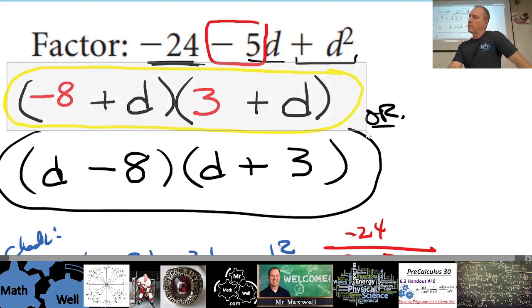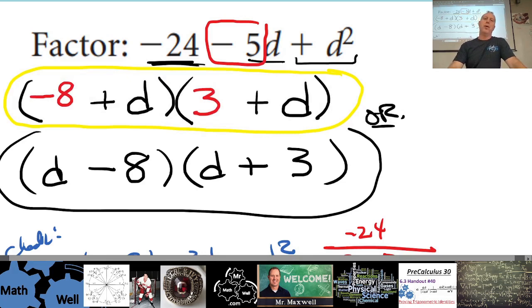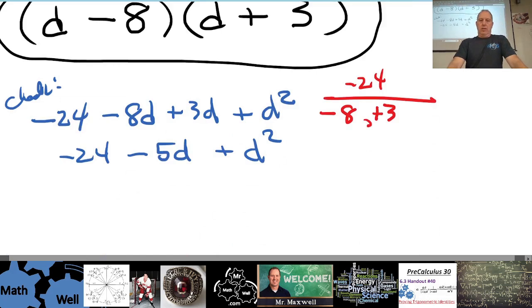Question: why is it plus d? It cannot be negative d, because then you're multiplying the negative d. Could this be negative d and negative d too? Yes, but then these signs would have to change as well. This negative 8 times a negative d would be positive 8d now, and we don't want positive 8d. So if you change these signs to both be negative, you would also have to change these signs to the opposite of what they are. Which, again, we don't need to go there.